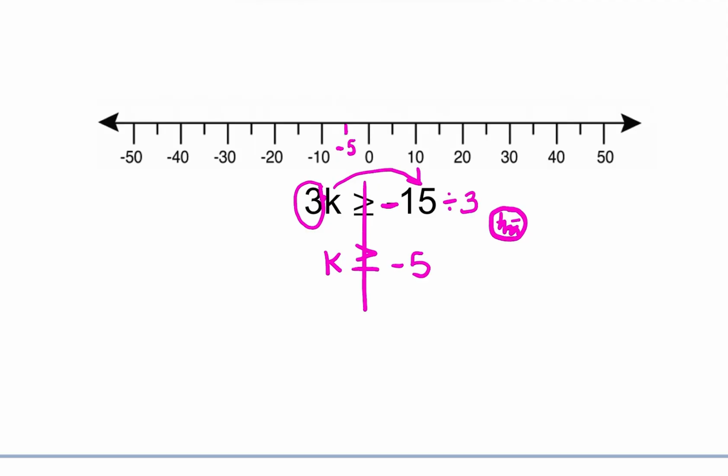So looking at my alligator, I have an equal sign. So not only am I drawing my circle, I am also shading it. And then we need to read it. Is k greater than or less than? It is greater this time. Greater or equal. So if it's greater, we have to shade this way.